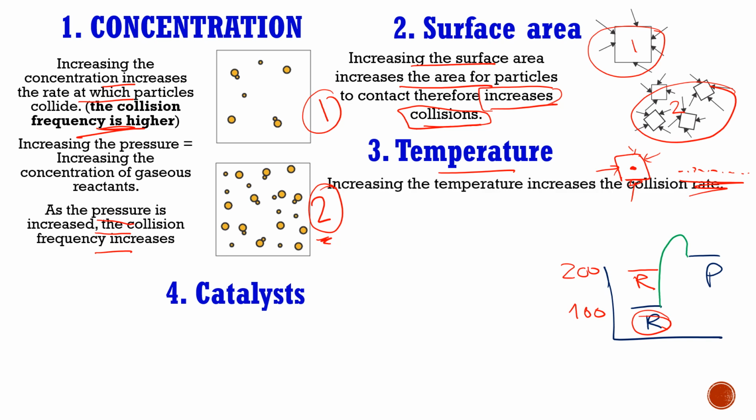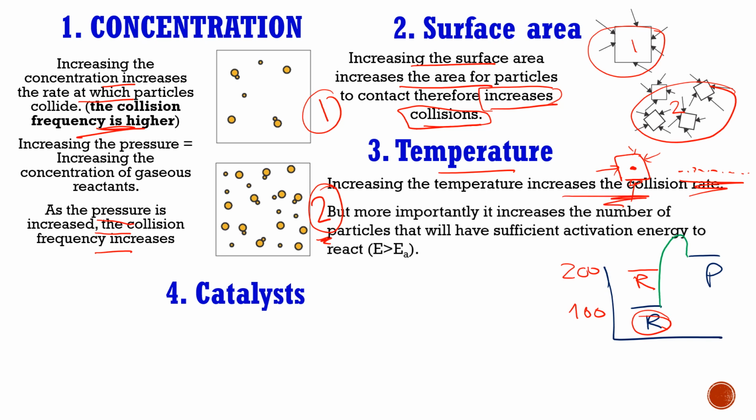So we can say that increasing the temperature increases the collisions. Why? Because you are increasing the number of particles that will have sufficient activation energy to react. Instead of starting from 100, you are starting from 200. So particles have a higher energy, so the activation energy needed will not be that high.